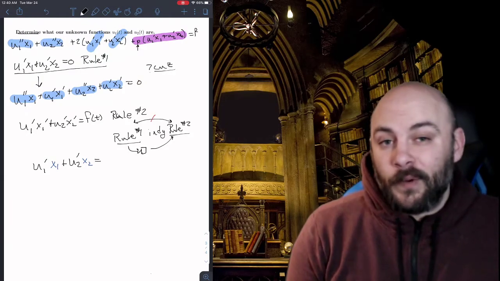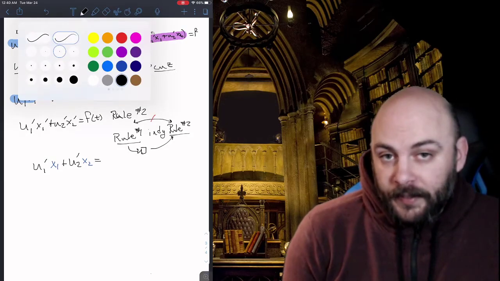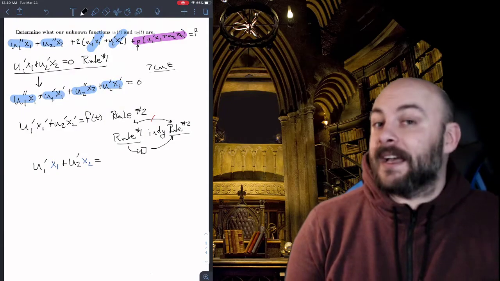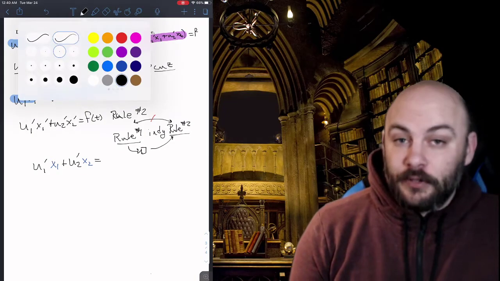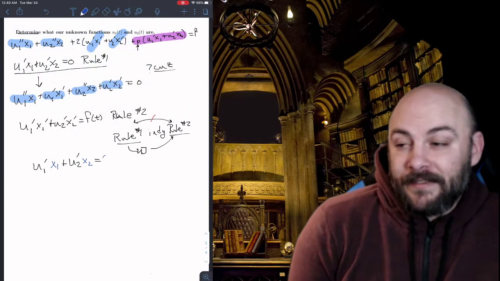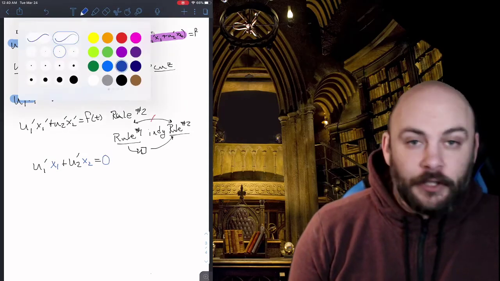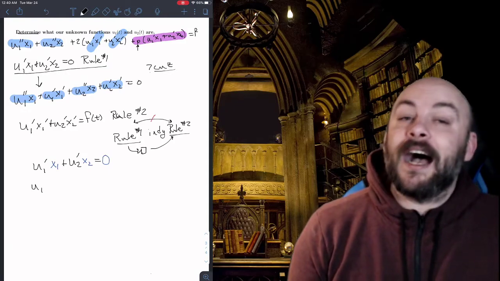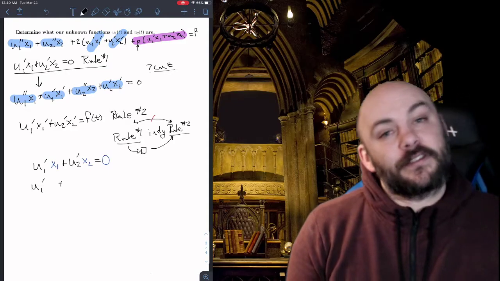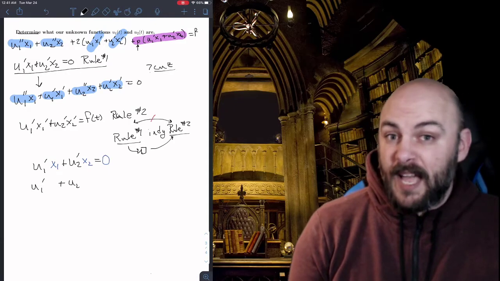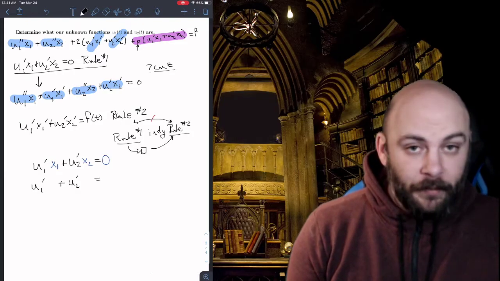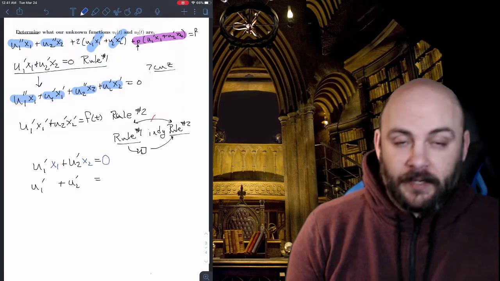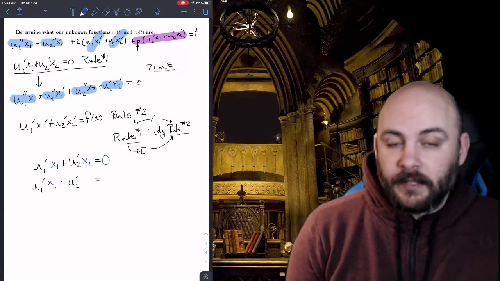I don't know what u1 prime is, because I don't know what u1 is. I know what x1 is. We assumed it was some solution to the homogeneous problem. Let's say we've got it. I don't know what u2 prime is, because I don't know what u2 is. I know what x2 is because it's a solution to the homogeneous problem. I said we had it. I know what the number 0 is because it's the number 0, and I know what that is.